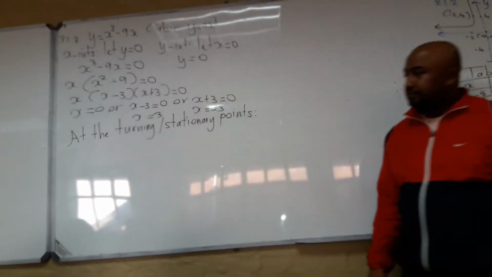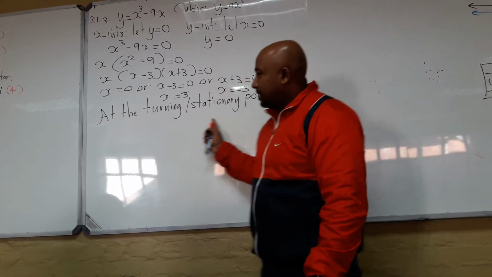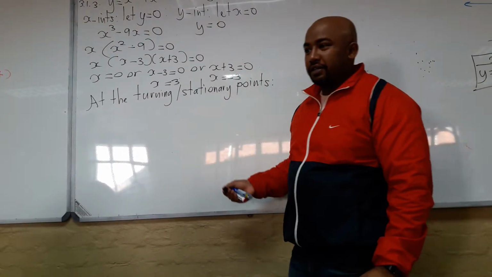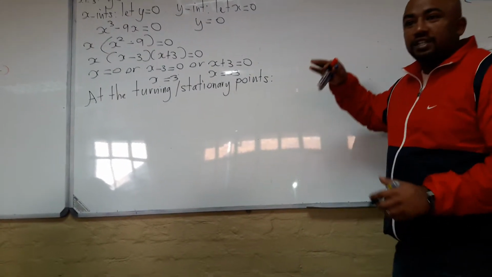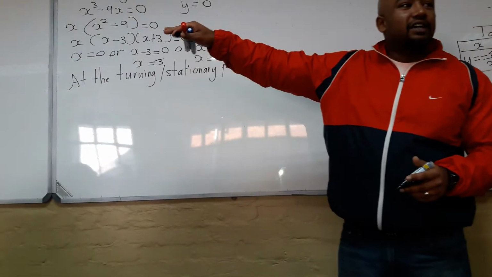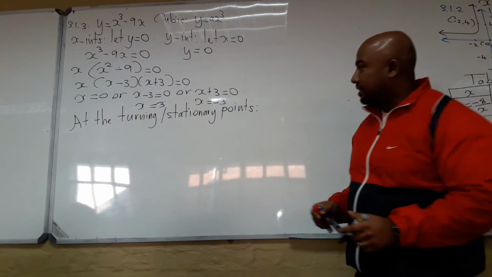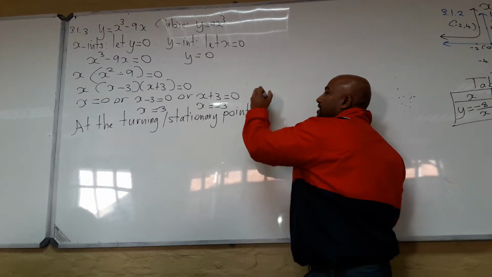Okay, so we're dealing with calculus now. So you need to know your theory. What do you know? Well, what's happening at the turning points? Oh, we call it stationary points. The gradient of the tangent. If you draw a tangent, the gradient of that tangent will be what? 0. Okay. So to get the gradient in calculus, you find the first derivative.